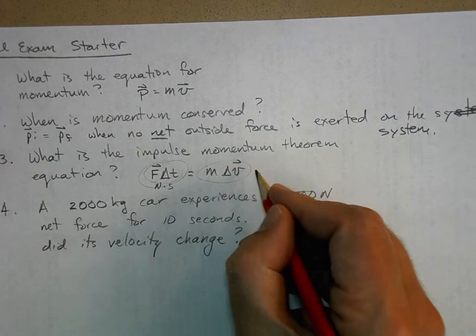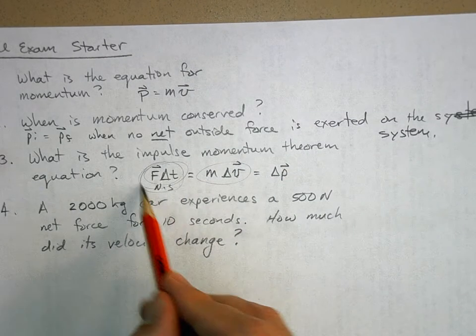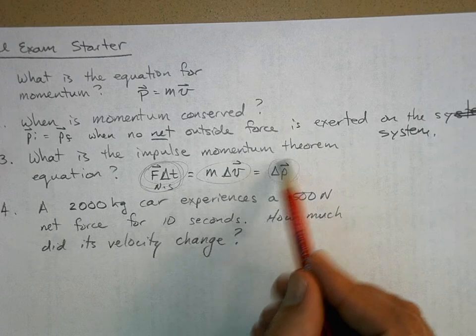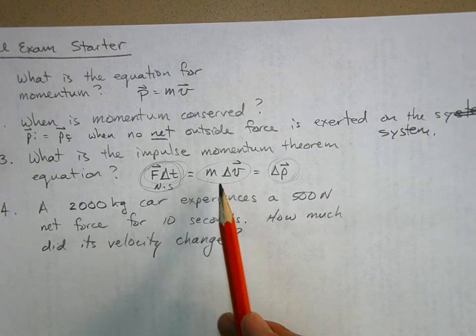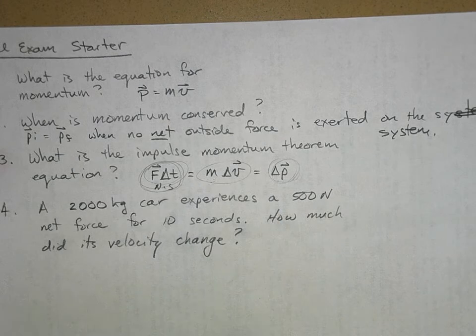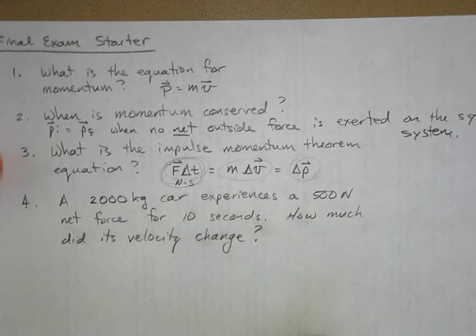Oh, I really should have written delta P. That is, the impulse on an object results in the change in that object's momentum. And as long as the object is staying constant mass, which all the problems I'm going to give you, the mass is going to be constant, you therefore have a change in momentum. And we can use that for the fourth problem here.